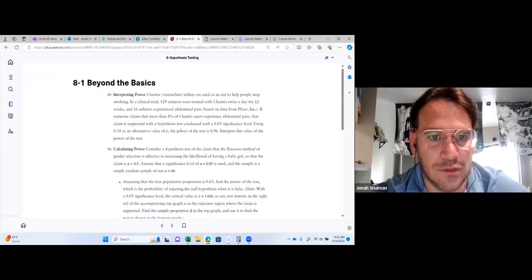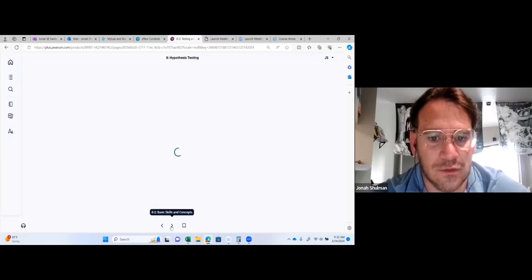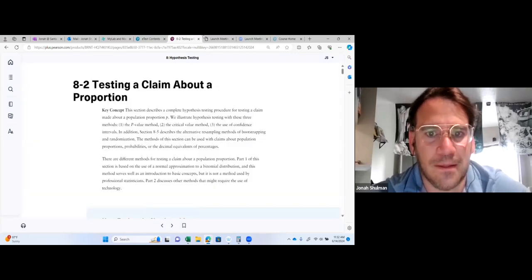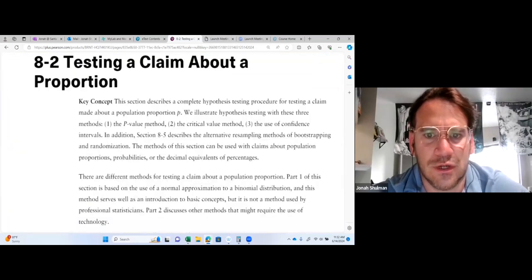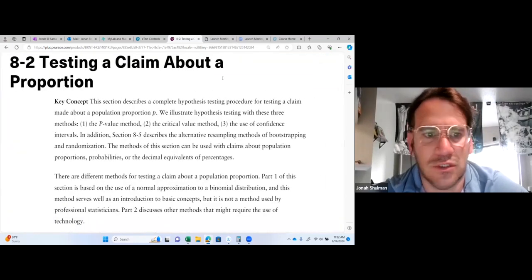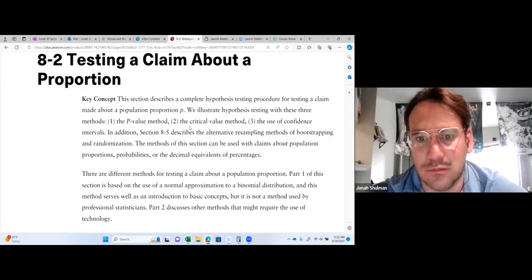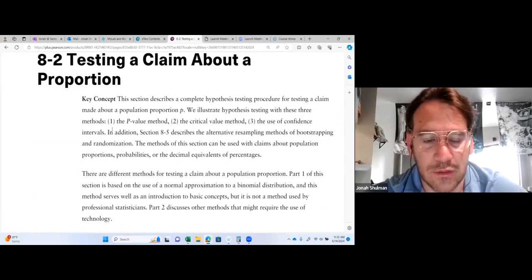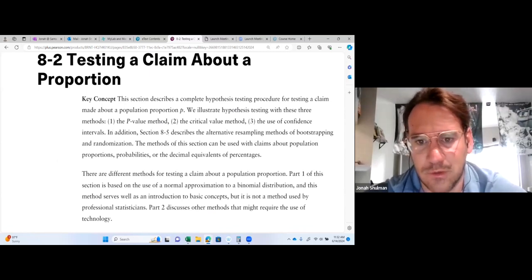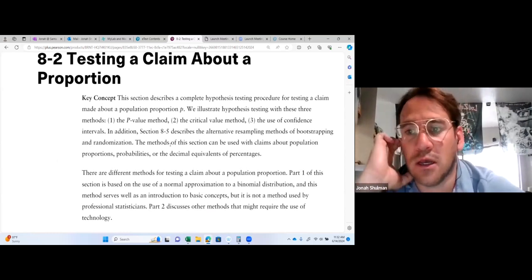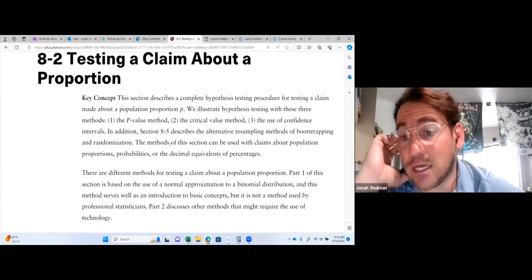Beyond the basics, here it is. All right, so this section describes the complete hypothesis testing procedure for a claim about a population proportion. We will illustrate hypothesis testing with these three methods. We're going to do the p-value method, where basically we let the computer do it, the critical value method, and the confidence intervals. That's cool. 8-5, pretty sure we're not going to do 8-5. So all this bootstrapping stuff, we're not going to do, but notice that sometimes you have to mess a lot with your data in order to do it.